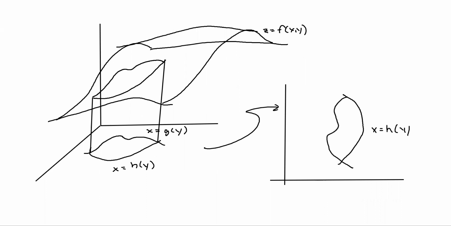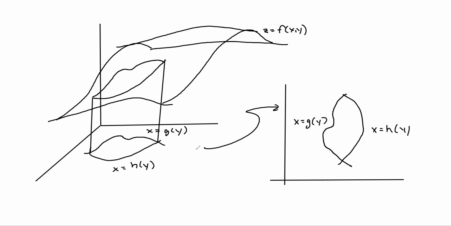That's a terrible picture. That's not a very good picture. Let's try that again. It kind of goes out a little bit more like that, and then the jog like that. Yeah, it's a little bit better. Anyway, this is x equals g of y.